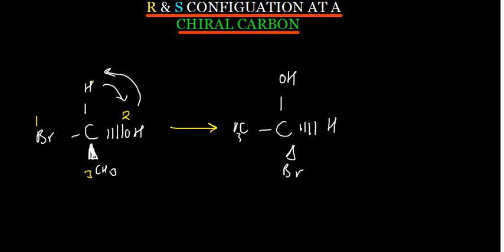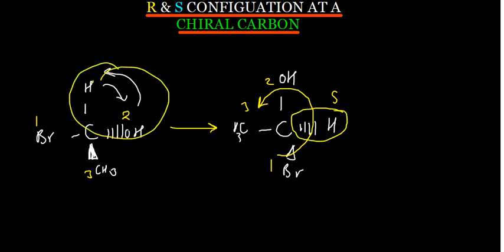So this is going to be position number 1, number 2, and number 3. We can see this one goes in this direction. So what will be the configuration of this one? This is the S configuration. The fourth group is already in the back. So if you make two swaps, you swap this and then you swap this, the configuration is going to be the same as the actual configuration.